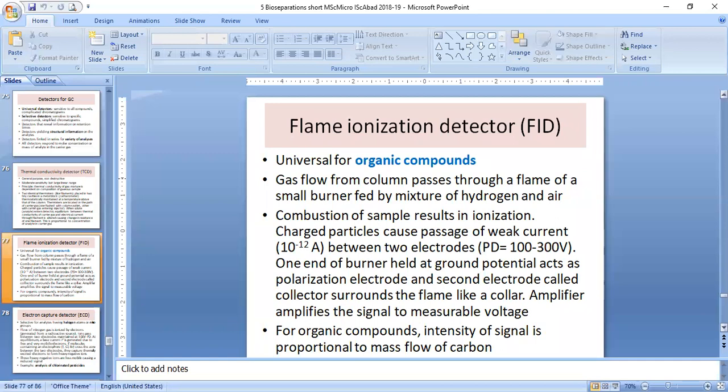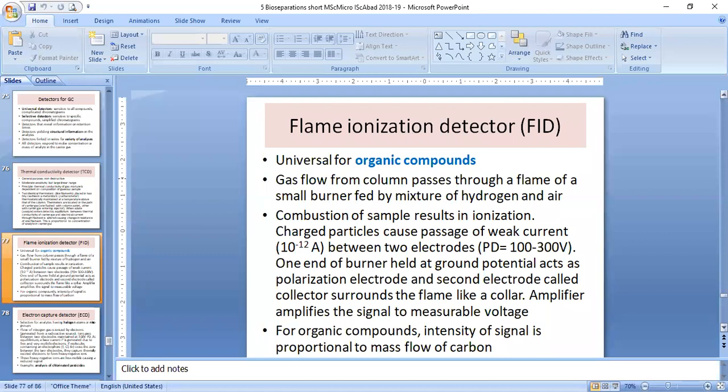Now, when it passes through the flame, the temperature of the flame is adjusted in such a way that it will cause the combustion, it will cause the ionization of the sample. Burning of the sample component or sample gas, you can say, will cause ionization. And because of ionization, charged particles will be created. Now, these charged particles are allowed to pass between two electrodes, and that is how an electric current will be formed. Electric current is generated.